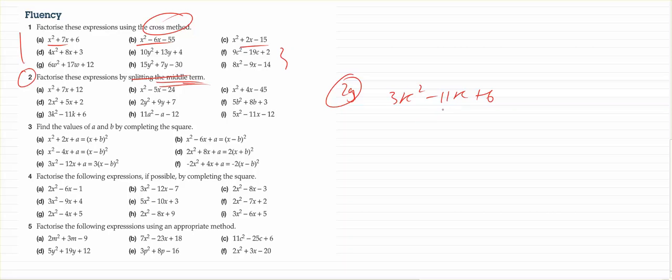Alright, now we need to factorize this using the cross product method. What are the factors of 3k? Okay, we're lucky here. There's only one possibility. It's 3k and k. Since 3 is a prime number, there's only one multiplication that gives me a 3. What multiplication gives me 6? What multipliers give you 6, but add together give you negative 11k?